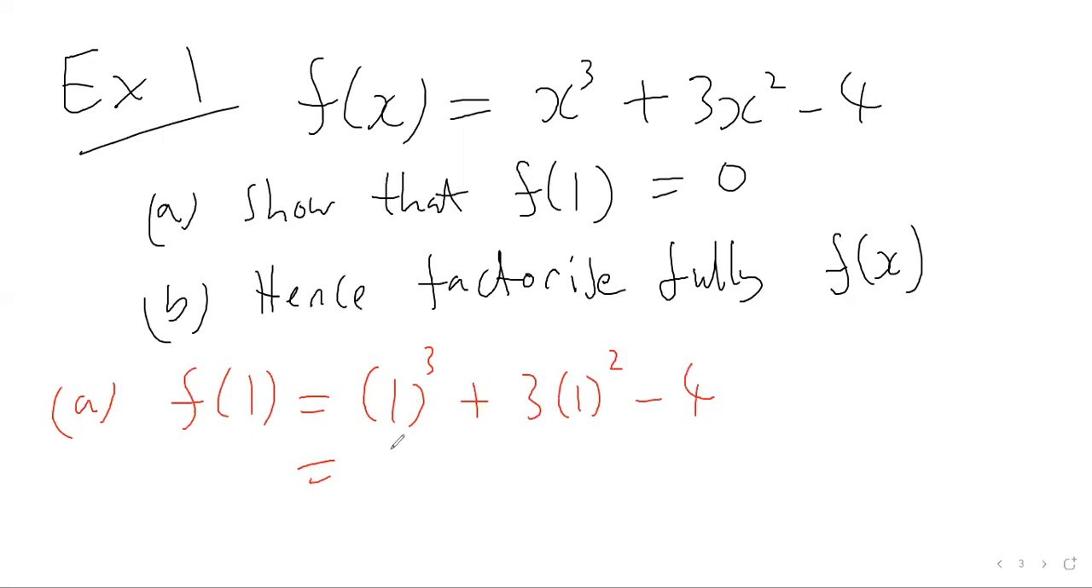Now we know that 1 cubed is 1. 3 times 1 squared is 3 times 1, which is 3. Take away 4. 1 plus 3 take away 4 is equal to 0. So we've done part A. So we've shown that f of 1 equals 0.